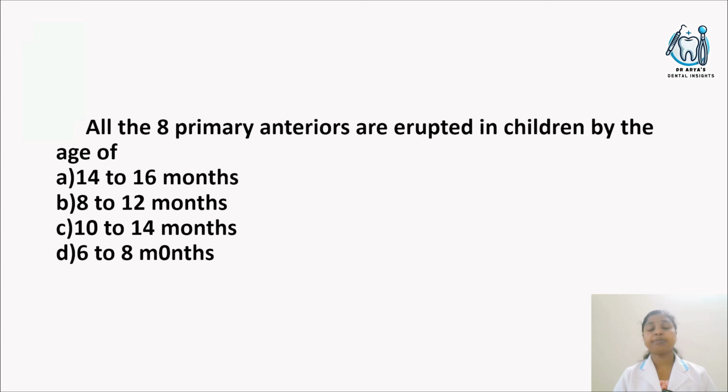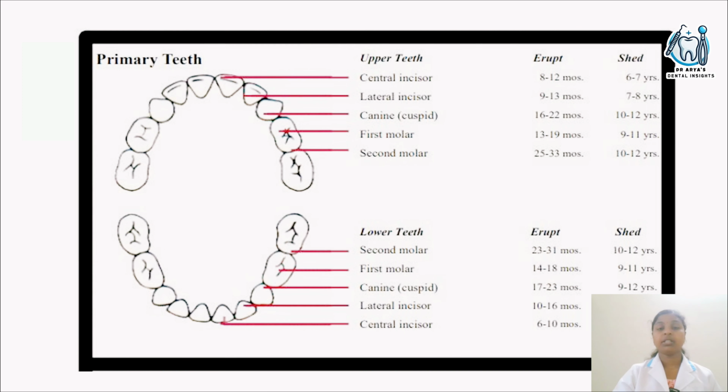So all the 8 primary anteriors are erupted in children by the age of, is it 14 to 16 months, or 8 to 12 months, 10 to 14, or 6 to 8 months? So here this is the primary teeth chronology. Here the question is about 8 anterior teeth, that is upper 2 central incisors, 2 lateral incisors, lower 2 central incisors and 2 lateral incisors.